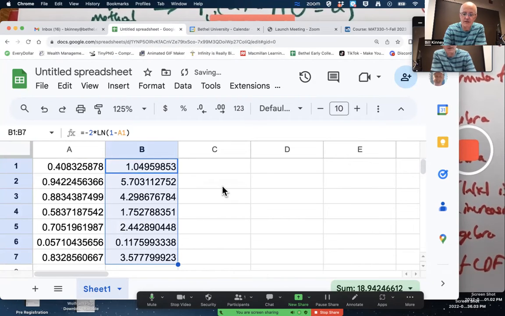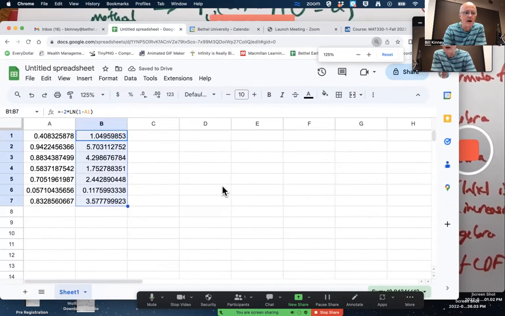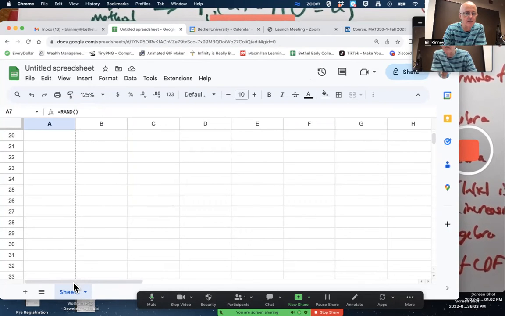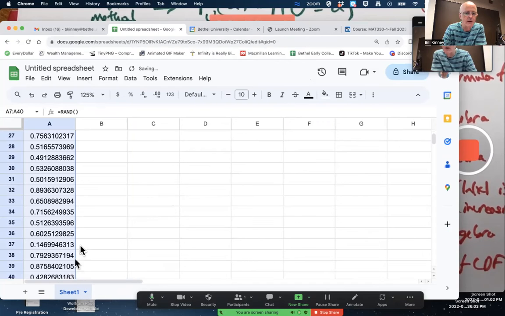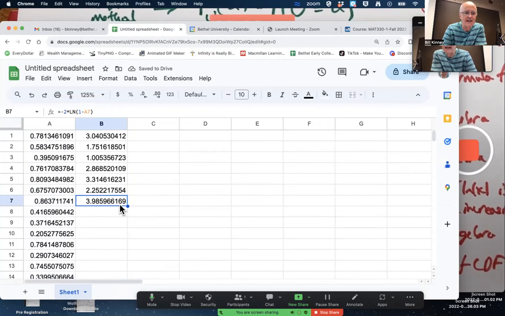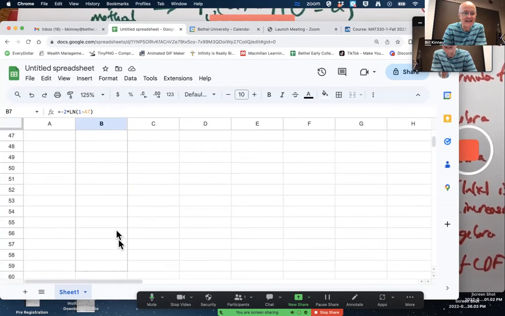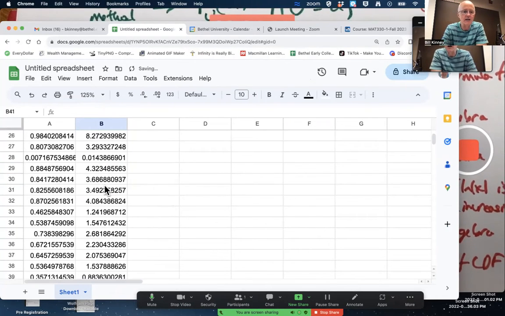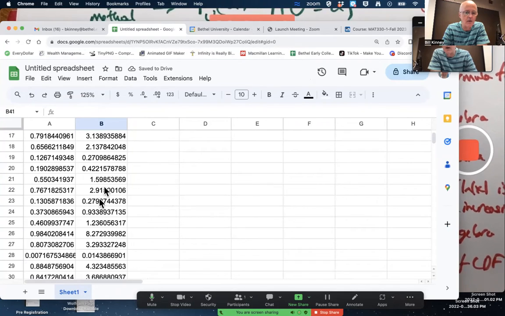So the numbers in the first column are uniformly distributed on the interval from 0 to 1. Let's get a bunch of them, maybe 40 of them. And the numbers in the second column are taking those numbers and plugging them into that inverse function, negative 2 ln of 1 minus u, to get ideally simulated values of an exponential distribution with mean 2. Now you can see some of these numbers are indeed bigger than 1. Some are fairly large, like that 8.27 is fairly large.